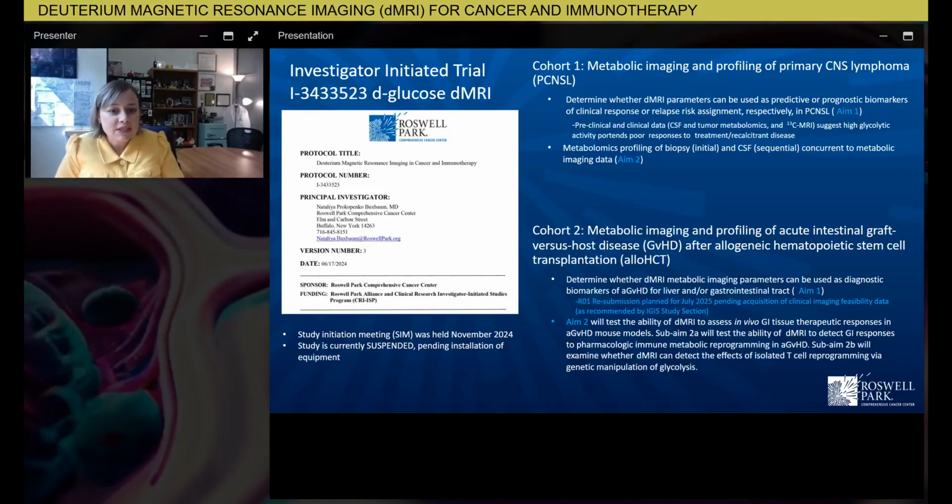So this is my investigator-initiated trial. I did my part pretty much more than a year ahead of the trial opening. It was already approved and ready to go. But what I was waiting on was equipment.